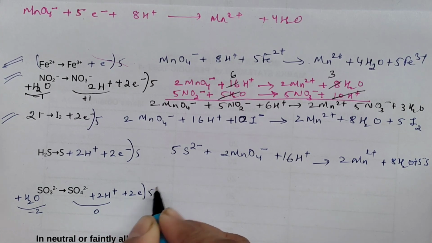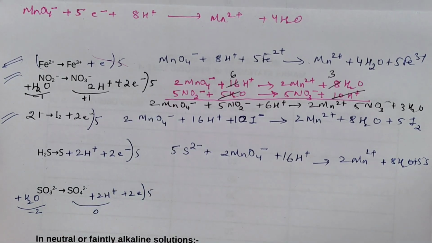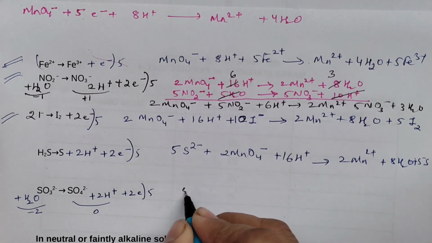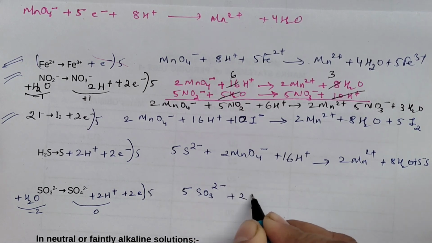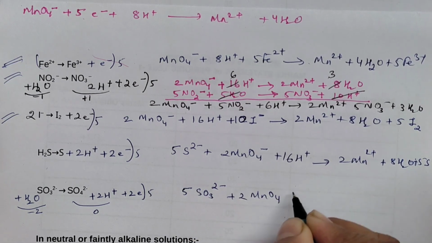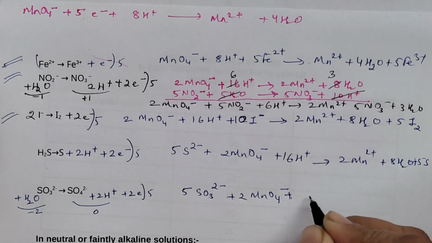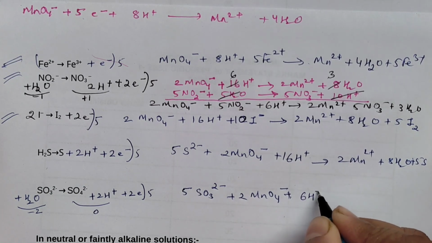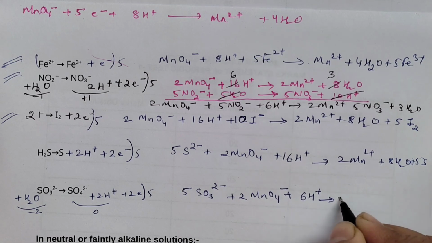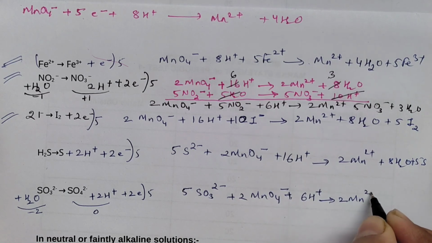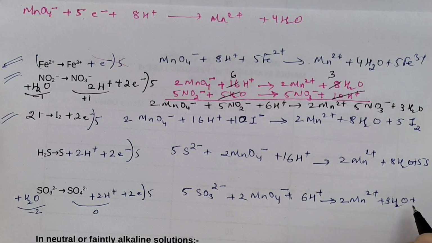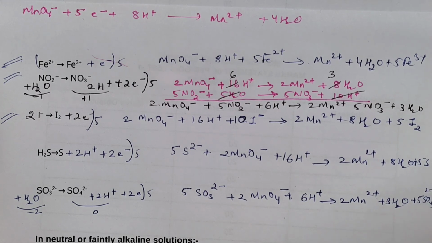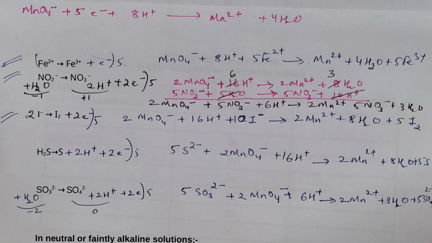Again multiplying this with 5 and the first equation with 2. Right, so you will get the final equation as 5 SO3 2-, plus 2 MnO4-, plus you will have 6 H+. After cancelling out the like species, like H+ and all, I am writing the final equation: 2 Mn2+, 3 H2O, plus the last one, 5 sulfate, 5 SO4 2-. Got it? Till here clear?